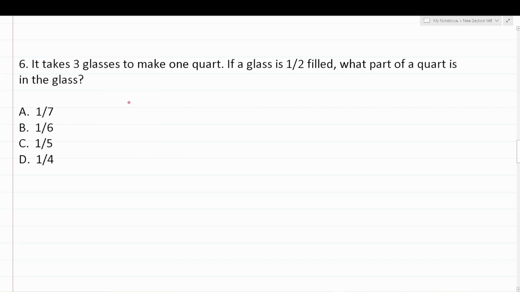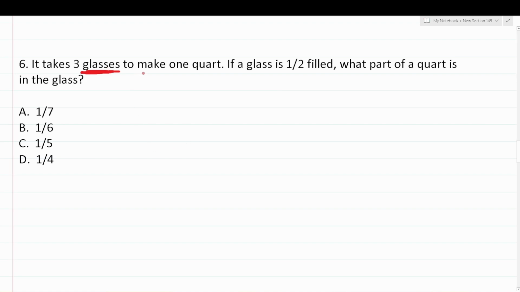So number 6 says it takes 3 glasses to make 1 quart. If a glass is 1/2 filled, what part of a quart is in the glass? This problem can be, at first glance, a little bit confusing because most people would say, oh, there are 4 cups in 1 quart. Well, pay attention to this wording. This says glass, and a glass is not a standard unit of measurement. So this has nothing to do with the fact that there are 4 cups in a quart.